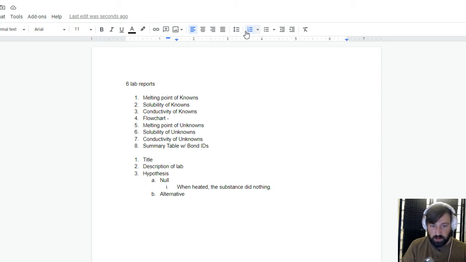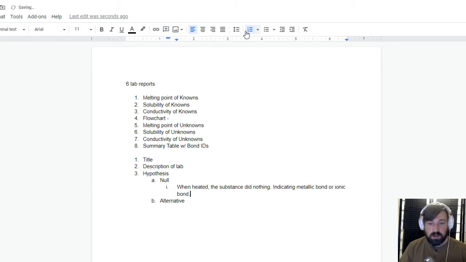This is going to indicate either a metallic bond or ionic bond. So this second part isn't really part of your hypothesis. This is part of your conclusion. But if you want to put it into the hypothesis, that's fine.